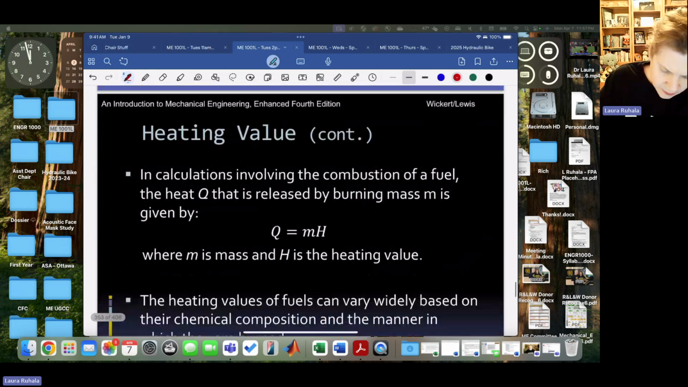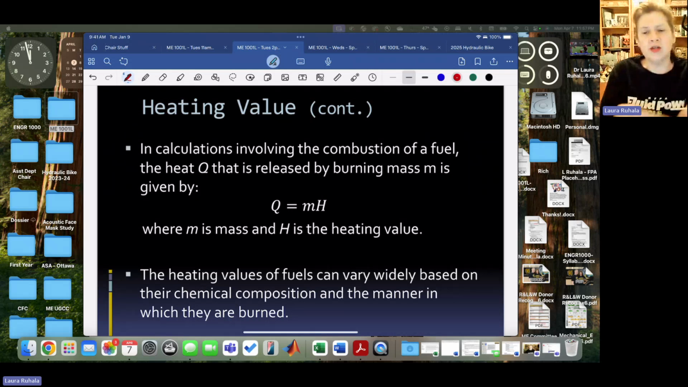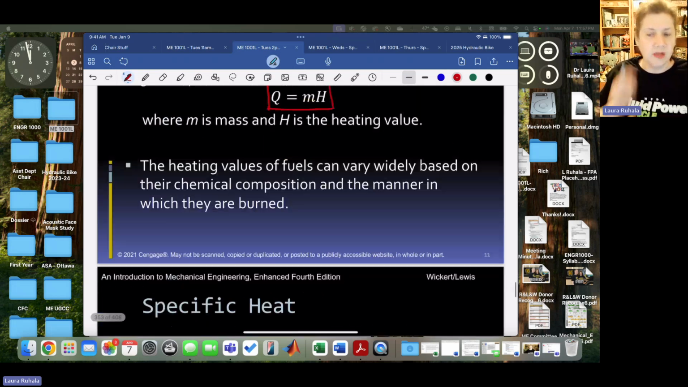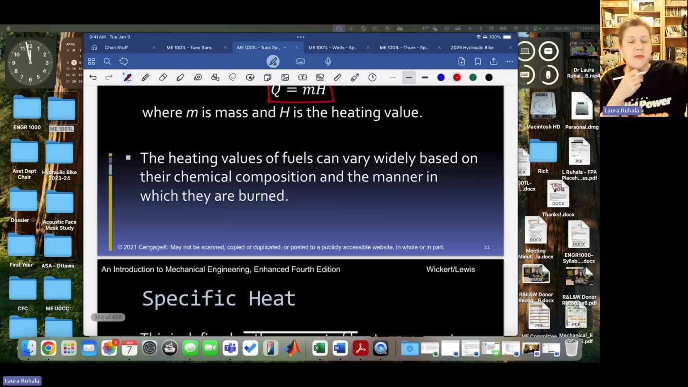More about the heating value. In calculations involving the combustion of a fuel, the heat that's released by a burning mass can be given by M times H. So the heat is equal to the mass times the heating value. The heating values of fuels can vary widely based on their chemical composition and the manner in which they're burned.